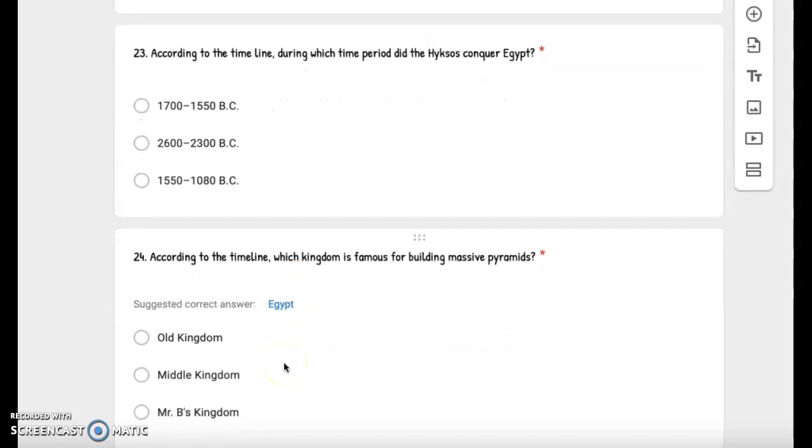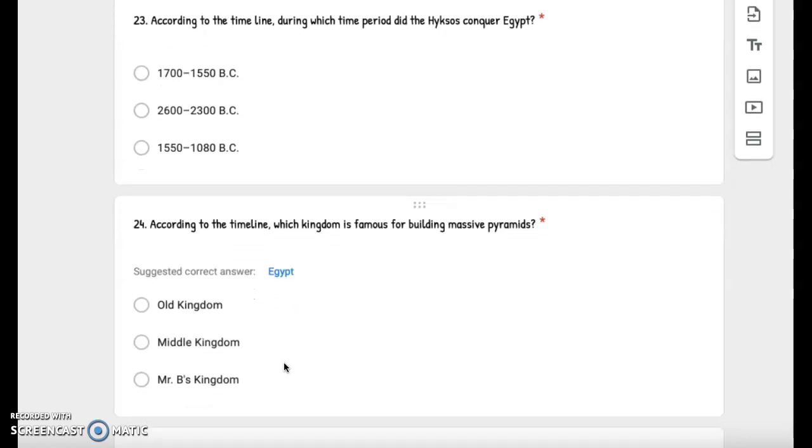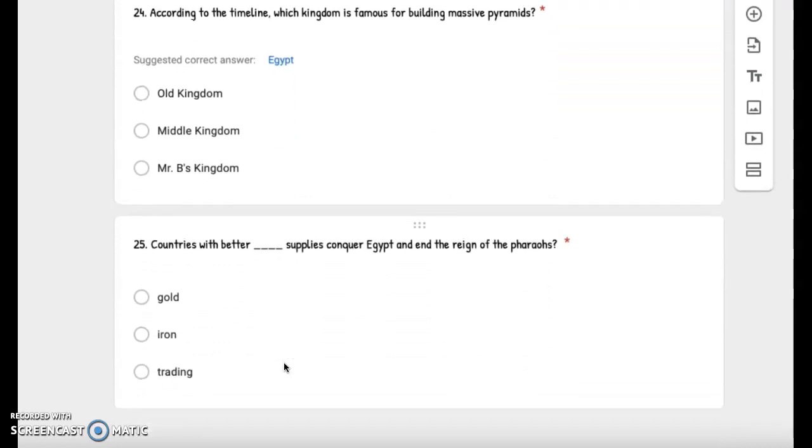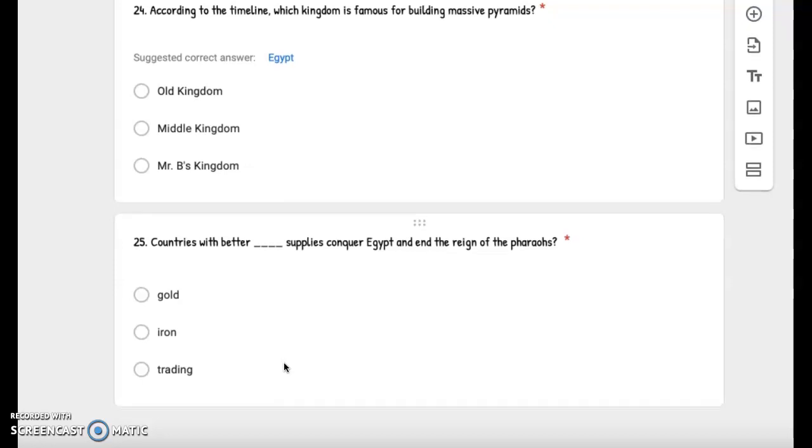Number 24. According to the timeline, which kingdom is famous for building massive pyramids? Old Kingdom, Middle Kingdom, or Mr. B's Kingdom? And number 25, countries with better blank supplies conquer Egypt and end the reign of the pharaohs? Gold, iron, or trading?